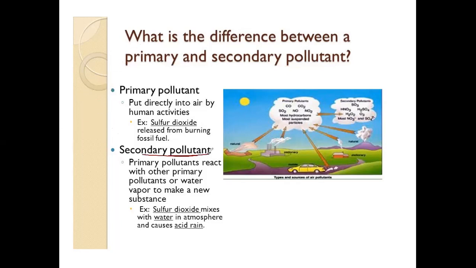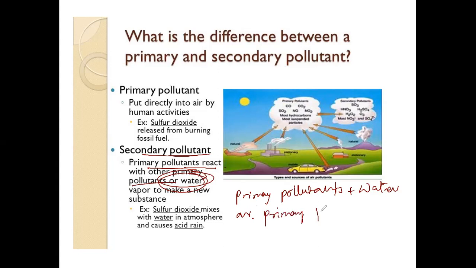Now, what are secondary air pollutants? Secondary air pollutants are formed when primary pollutants react with water, or primary pollutants react with primary pollutants. So primary pollutants plus water, or primary pollutants plus primary pollutants, that is nothing but your secondary pollutants. This is the difference between primary and secondary pollutants.